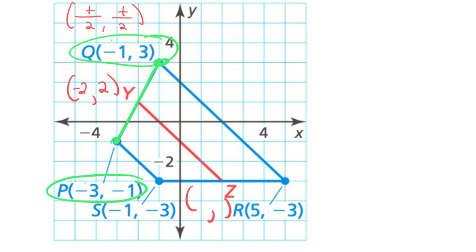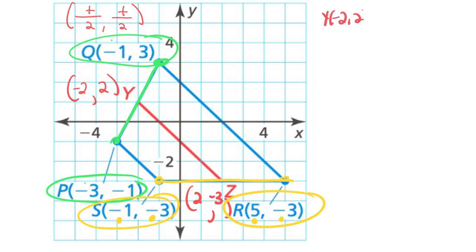All right, so we're going to do the same thing for the other side. But this time we're going to use R and S to calculate the midpoint. So looking at my x, it's -5 and 5, which would add to 0, and then 0 divided by 2 is 0. And then I do the same thing with my y's. -3 plus -3 would be -6, and -6 divided by 2 is -3. So we have our coordinates for Y and Z, right? Y is the point -2, 2. Z is the point 2, -3.